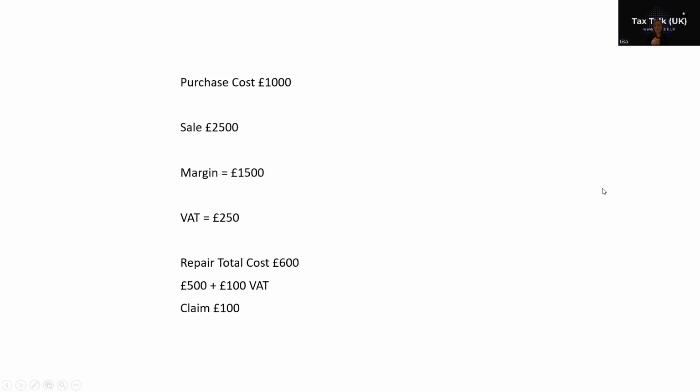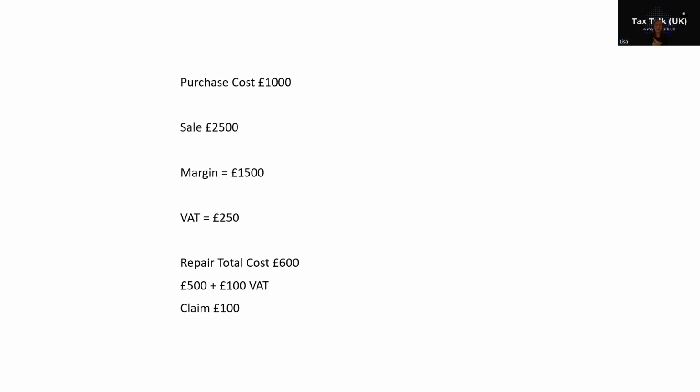So let's then factor in an additional cost. We purchased the item for £1,000, but we had to spend £600 on a repair in order to achieve that sale of £2,500. So that is an additional cost. It wouldn't correctly be treated as part of the VAT margin calculation. It would be treated as a separate transaction in its own right.